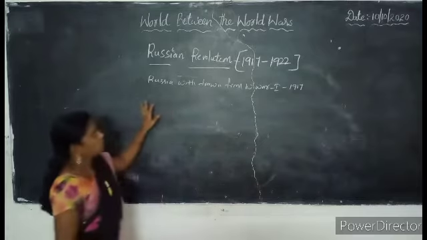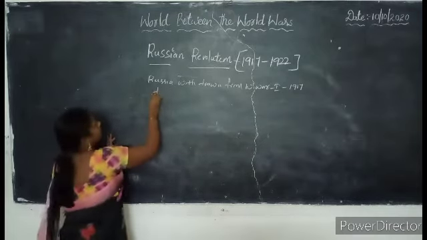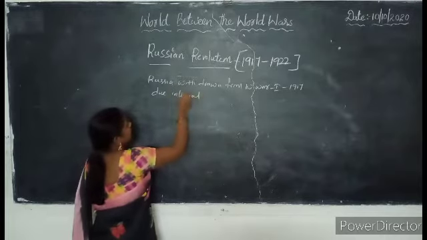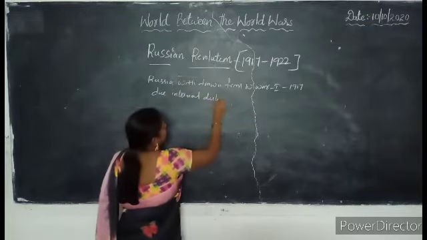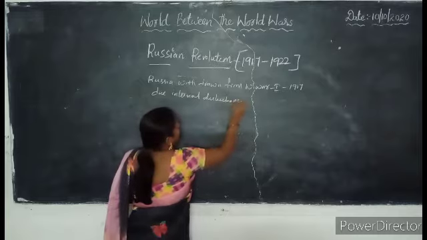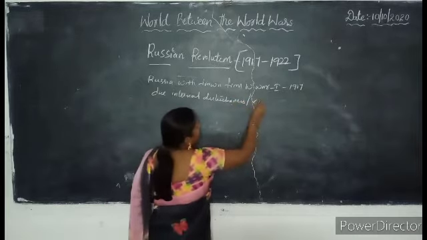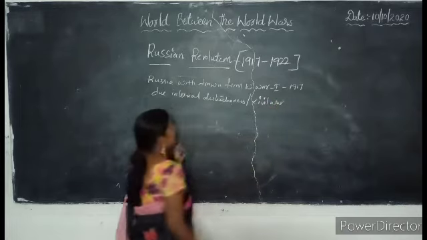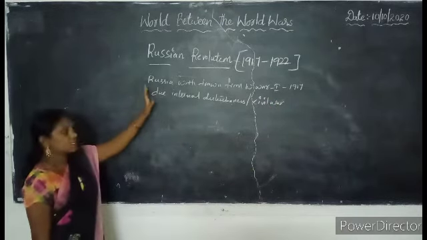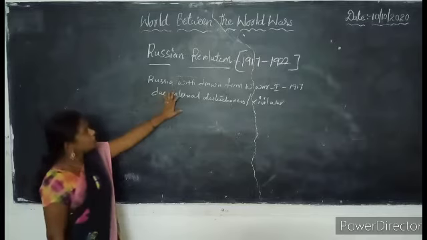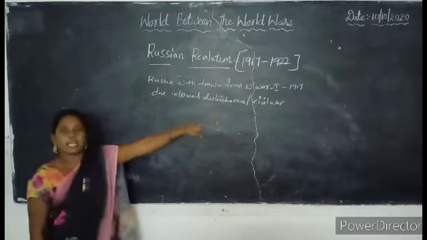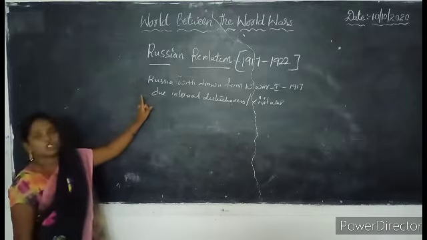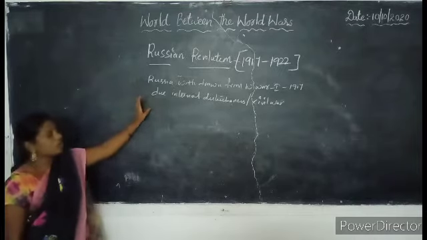Why was it withdrawn? Due to internal disturbances. We can call it as what? Civil war. Due to the internal disturbances in their country, they withdrew from the World War I in the year 1917. That's why in the Treaty of Versailles, Russia was not invited.